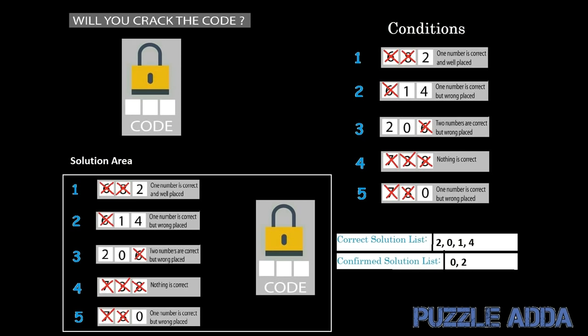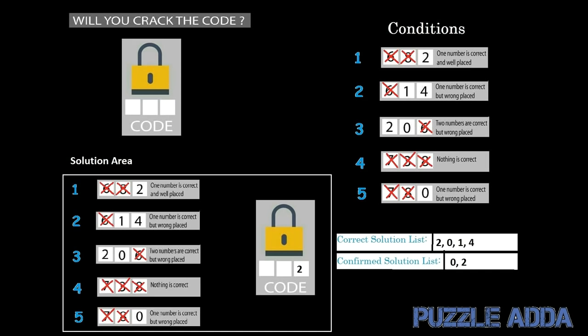Now taking condition 1 into consideration, which says one number is correct and well placed, so 6 and 8 are already not in our solution set, so the only digit we are left with is digit 2. So it is the number which is correct and well placed. So in our code, which is of 3 digits, at the third place it should be 2. So the third digit of our code is 2, which is confirmed.